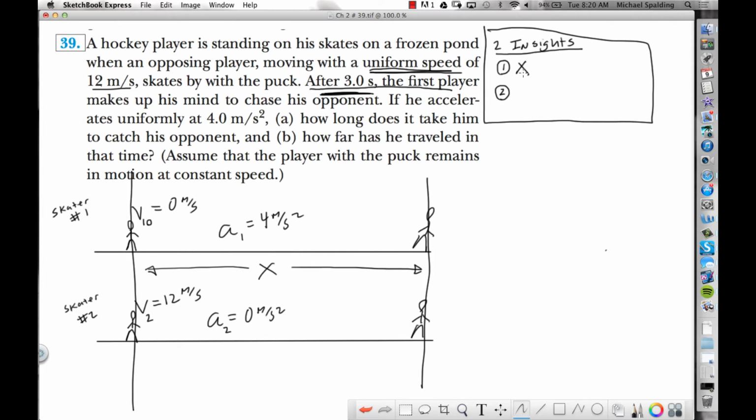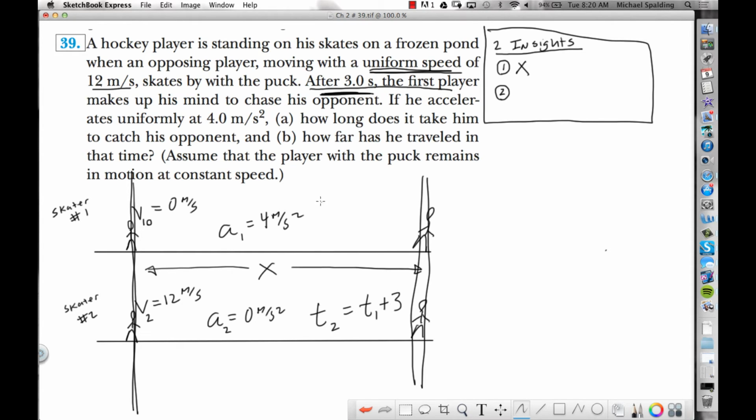Okay? Now the second insight has to do with the time. How can we deal with this time? So look, from the start of the problem to the end of the problem, which guy has a greater time of motion? Guy 1 or guy 2? Remember, skater number 1 waits 3 seconds. He's just standing there. So who travels for a greater period of time? Skater number 2. So for guy number 2, I'm going to say time 2 is equal to time 1 plus 3. Right? He travels 3 seconds longer.